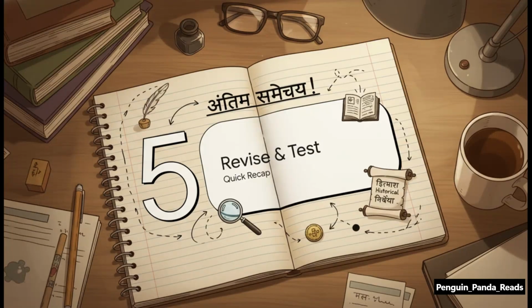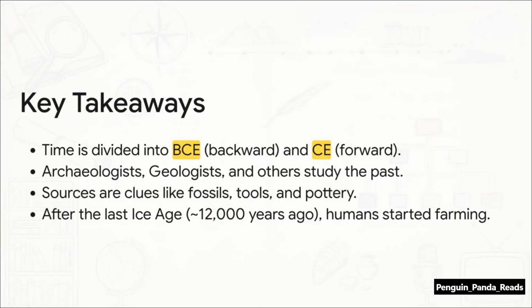All right, we've covered the case, the timeline, the detectives, and the evidence. Let's do a super quick recap of the key takeaways you'll definitely want to remember. So, here are the absolute essentials. First, the timeline is split into BCE and CE. And remember, with BCE, the numbers get bigger the further back you go. Second, solving the past takes a whole team of experts, from geologists reading the Earth to archaeologists studying human objects. And third, everything we know comes from sources, the actual physical clues left behind. These tools help us pinpoint major turning points, like that huge shift to farming that happened about 12,000 years ago, right after the climate changed.